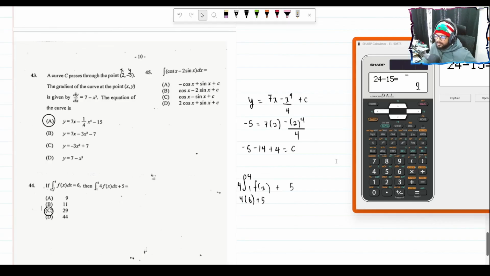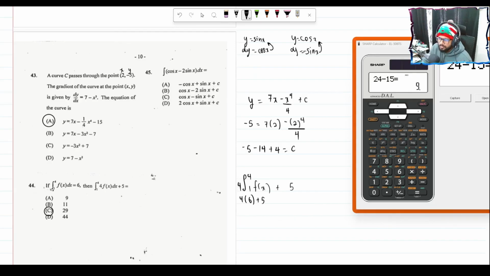Well done. Good job. Alright, so the integral of cos x minus 2 sine x. So we have the integral of cosine x. I like to do this. If I have y as sine x, dy dx is cosine x. So when I integrate cos, I get back sine. If I have y is cos x, dy dx is negative sine x. When I integrate sine, I get negative cos. So when I integrate cosine, I'm going to get back positive sine x.